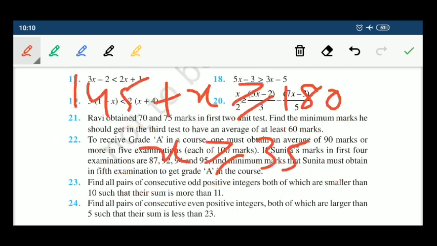After simplification, you will get 145 plus x greater than or equal to 180, and the value of x is greater than or equal to 35. So hence, Ravi must obtain a minimum of 35 marks to get an average of at least 60 marks.